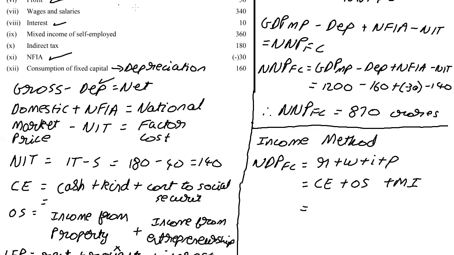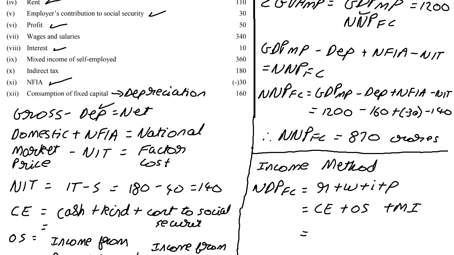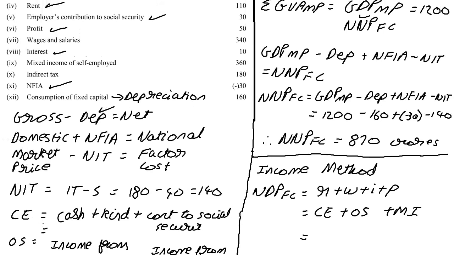So as far as compensation to employees is concerned, if I squeeze in the calculation there, I have wages and salaries 340. There is no kind, but I have contribution to social security, employer's contribution, important. If it's employees', ignore it. Employers', you will include. Okay, so wages and salaries 340, employer's contribution 30. So altogether I get 370 as my compensation to employees.